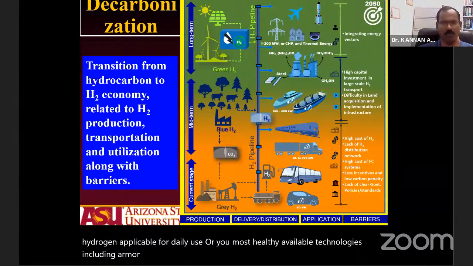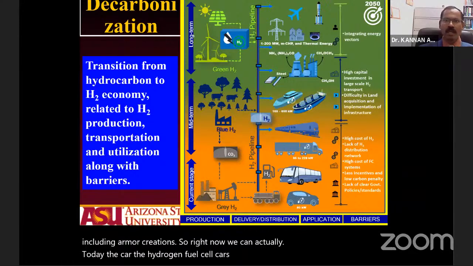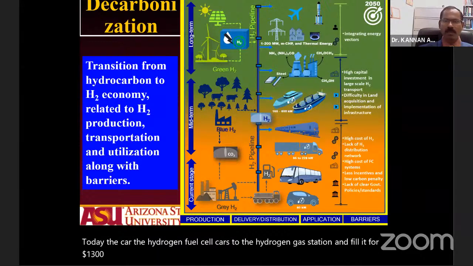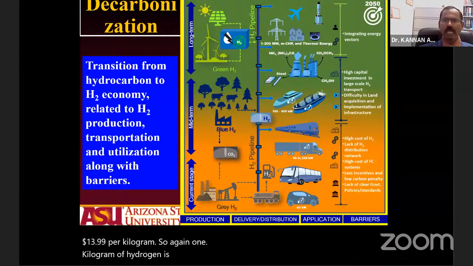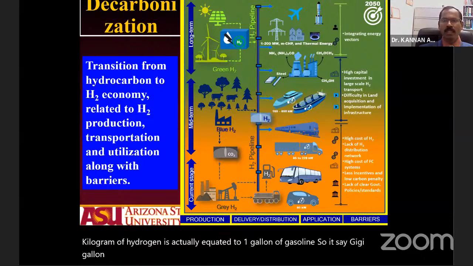So right now we can actually drive the car, hydrogen fuel cell cars, to the hydrogen gas station and fill it for $13.99 per kilogram. So again, 1 kilogram of hydrogen is equated to 1 gallon of gasoline. So it's a GGE, gallon gasoline equivalent. So it is relatively easier to compare the pricing for hydrogen with a gallon of gasoline.